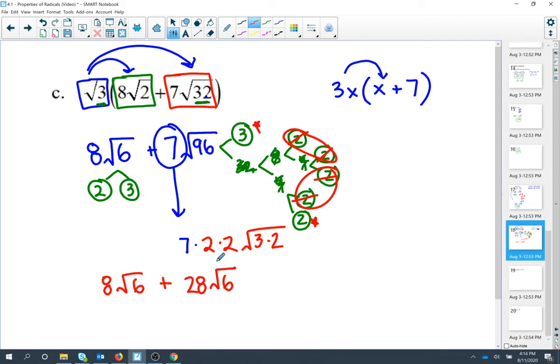So 28, 29, 30, 31, 32, 33, 34, 35, 36 times the square root of 6. And we're done.